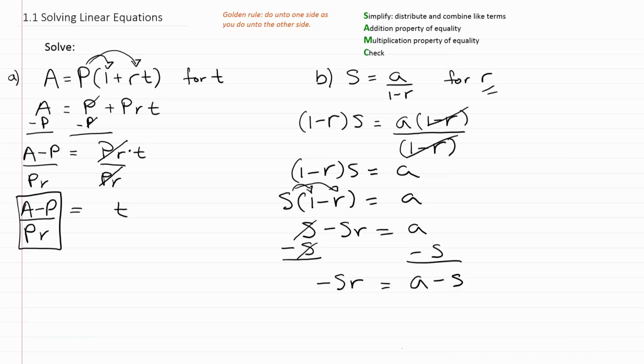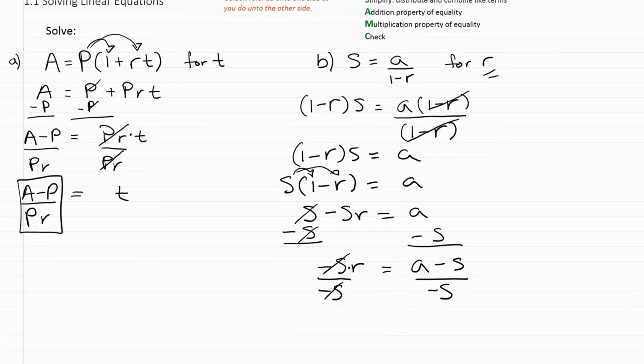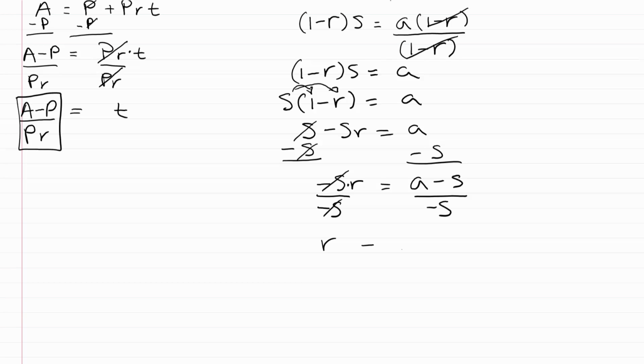Now we need to get rid of this S that's multiplying the R, right? Now it's negative S times R, so to get rid of the S, we'll just divide both sides by the negative S. And we'll do that both to the left and the right-hand side. And when we're done with that, we end up having just that R is equal to A minus S over negative S. Now that's a perfectly suitable answer, but I think most people prefer to rewrite it so that that negative sign is not in the denominator.